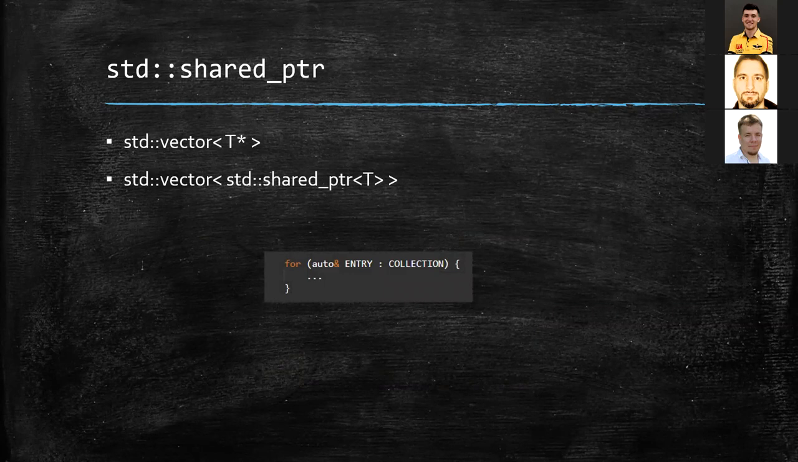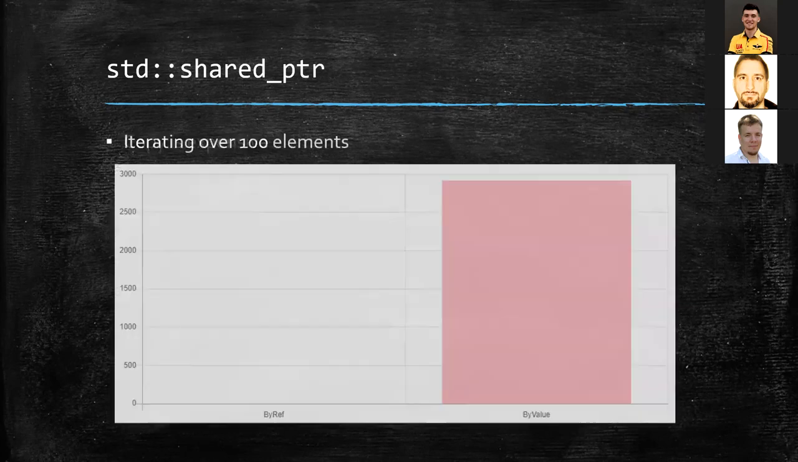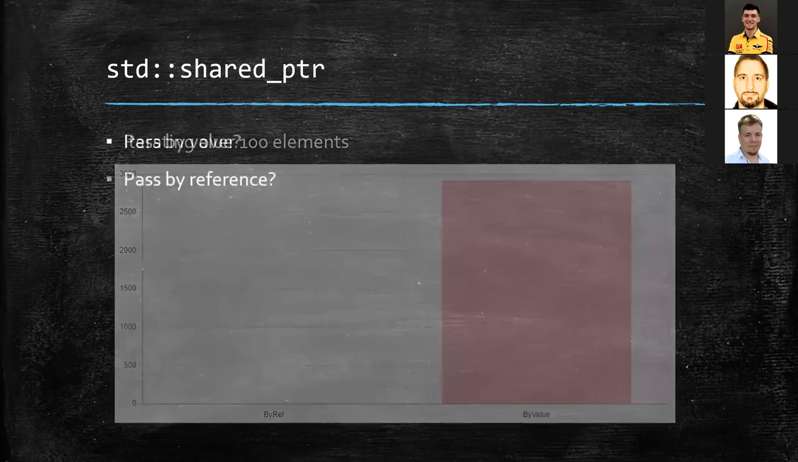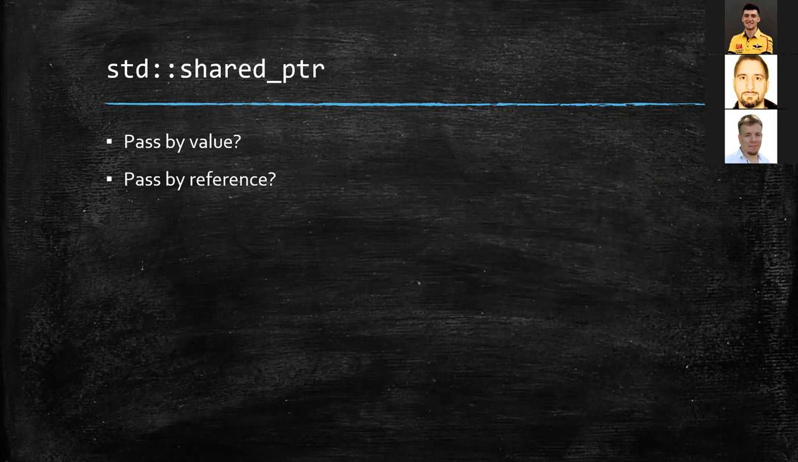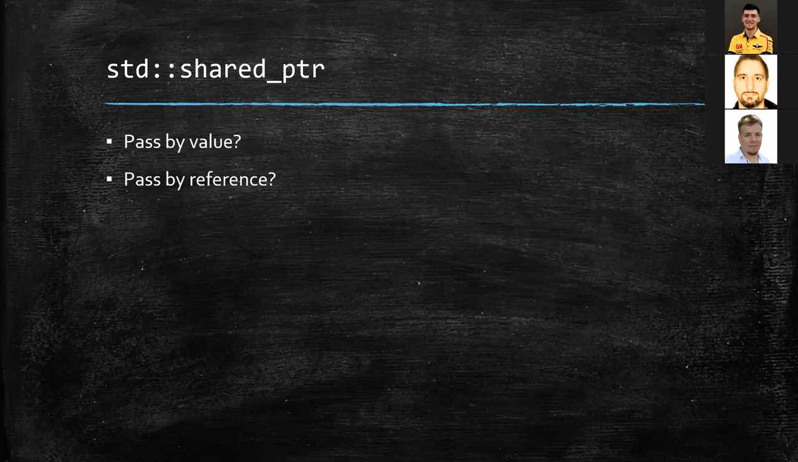But from a performance perspective, they are not equivalent, especially when it comes to iterating a collection. Please note the reference here, it's crucial. This is because copying of the std::shared_ptr is expensive. The standard committee decided to make this construct thread safe, and to be precise, its control block is thread safe. As you can see here, this is a simple loop scenario where we iterate over 100 elements, and this is just running on a single thread. So the difference is huge. That raises a serious issue with the std::shared_ptr. Logically, we should use pass by value as the object is shared. Yet that causes a huge performance hit.